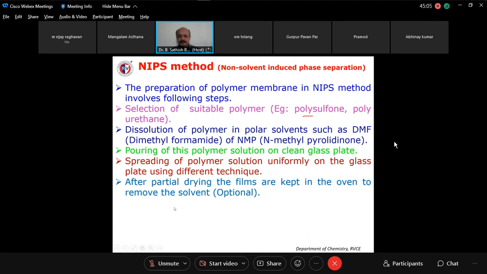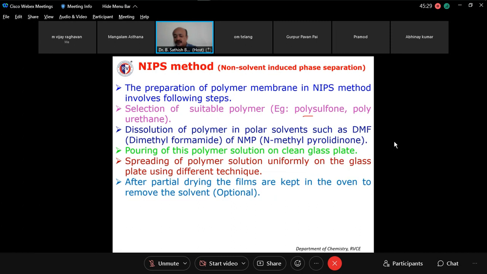oven, and it is optional. It depends on what solvent you are going to take. If it is a more volatile solvent, you need not keep it in the oven. If you keep it in the air, the solvent will evaporate. Okay. If it is a high boiling solvent, you just have to keep it in a hot air oven for some time. Okay. Then half of the solvent is removed from that layer.